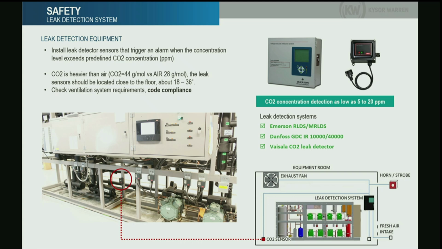Some people in the past were installing the leak detectors at about 5 feet. 5 feet is kind of difficult, especially if my height is not too much. So 18 to 36 is much better. What about lower? If it's lower than that, can you get a lot of false alarms? Exactly, yes. If it's lower, you get a lot of false alarms.